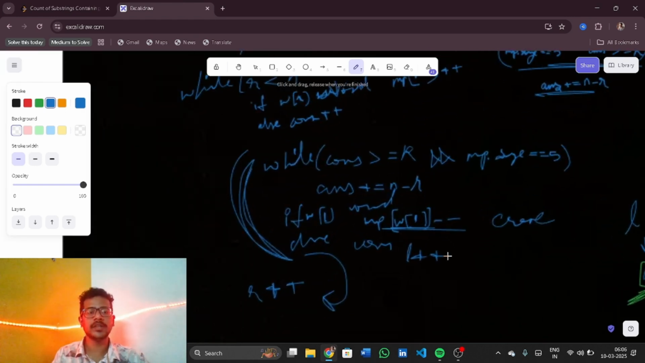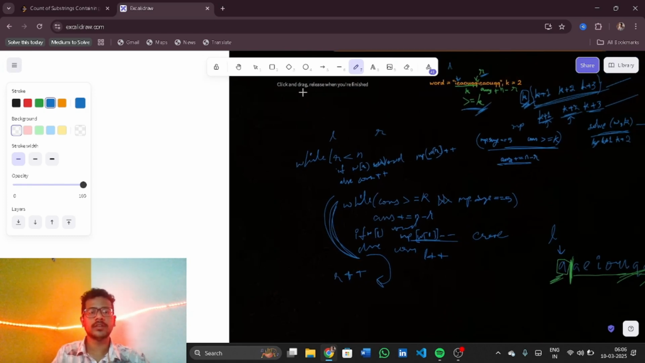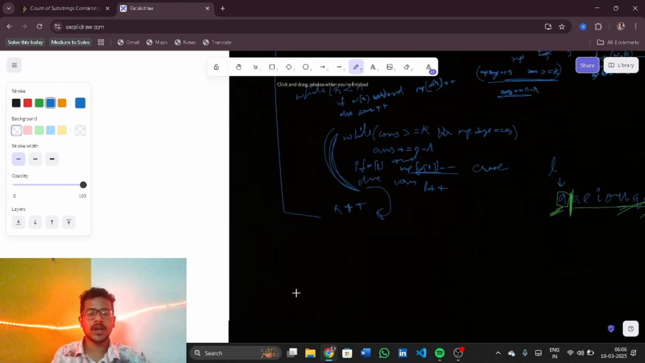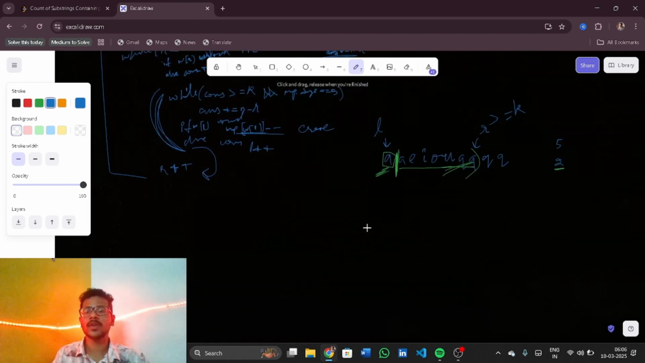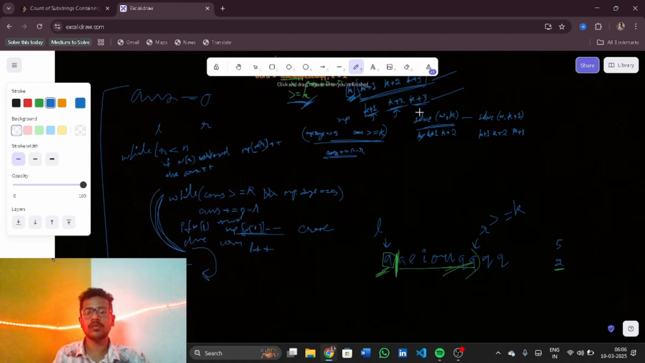So this will be in the solve function and we will return the answer at the last. Answer will be initialized with 0 initially, and at the last I will return my answer. Then here I have solve of word comma k minus solve of word comma k plus 1.